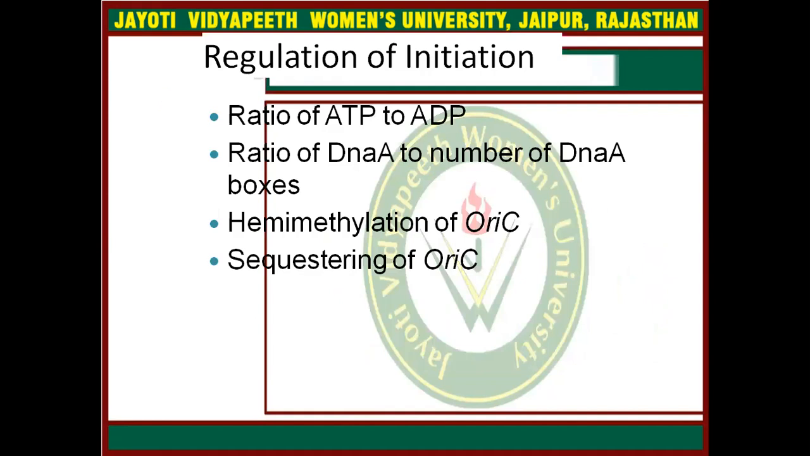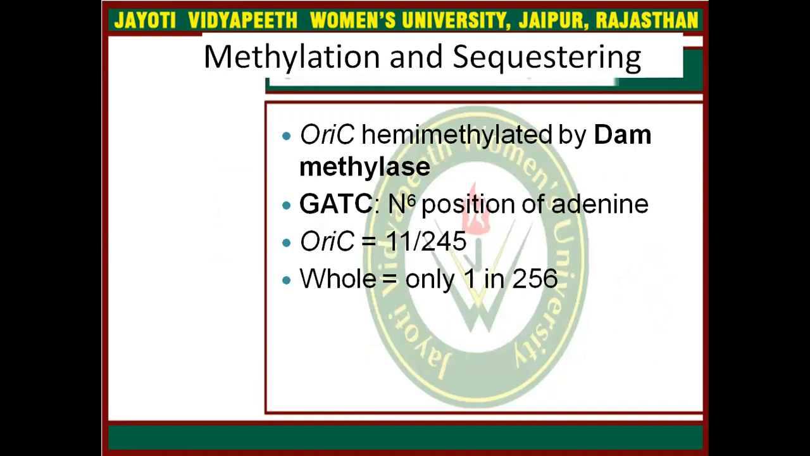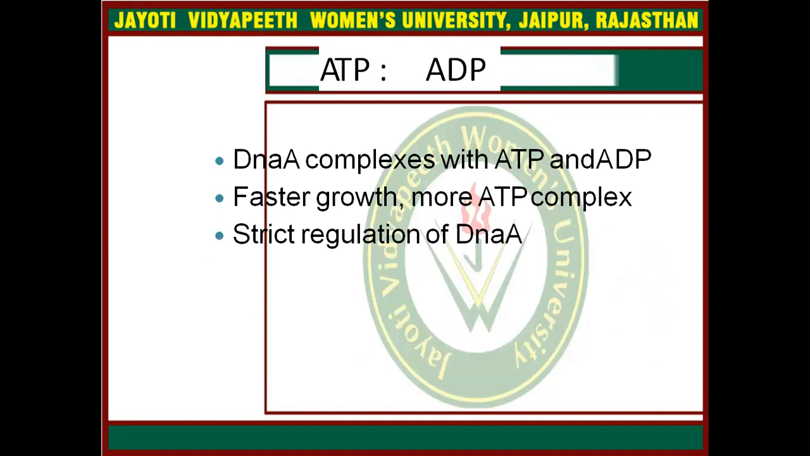Next one is the regulation process. Regulation of the initiation is done by the ratio of ATP to ADP, the ratio of DNA to the number of DnaA boxes, hemimethylation of the origin of replication, and sequestering of oriC. ATP to ADP ratio: if the ATP complex is more, then faster growth will be done.